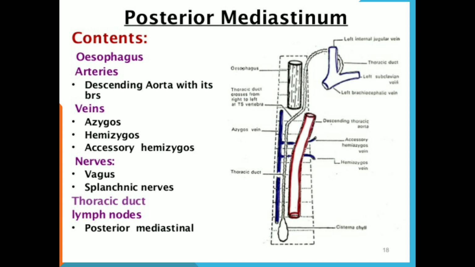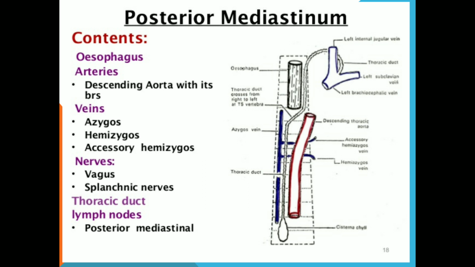The inferior mediastinum is divided into anterior, middle and posterior. In the anterior it is the thymus. In the middle it is the heart. In the posterior it is the great vessels, like what you have seen in the diagram. They are the esophagus, azygos vein, then the descending thoracic aorta. All these are present as the contents of the posterior mediastinum. Now you have seen the anatomy part of the mediastinum.